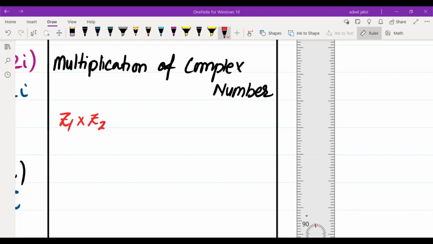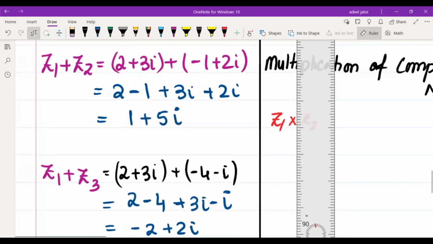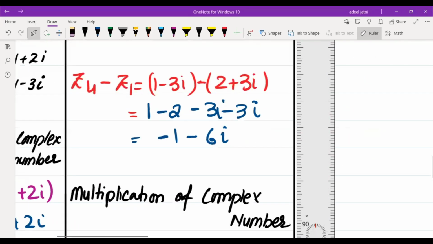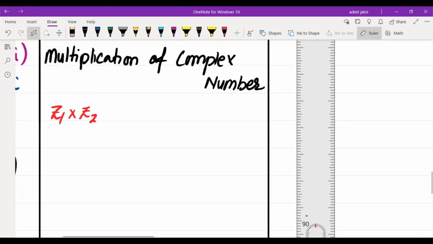Z1 into Z2, multiplication of the complex numbers. Let's work on the same values. Your Z1 was 2 plus 3 iota, Z2 was minus 1 plus 2 iota. So let's write down these values here. 2 plus 3 iota multiplied with minus 1 plus 2 iota.